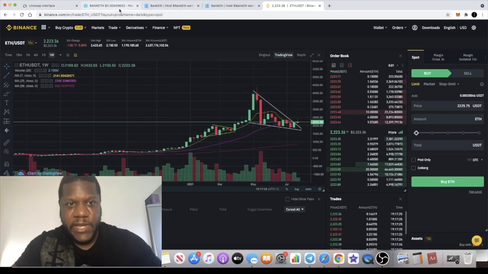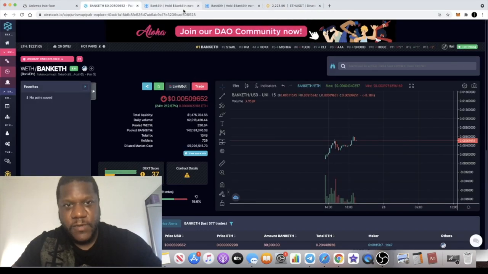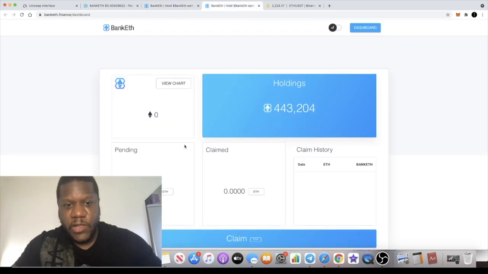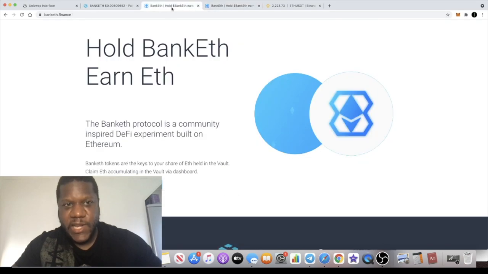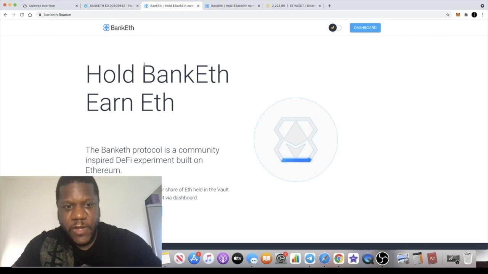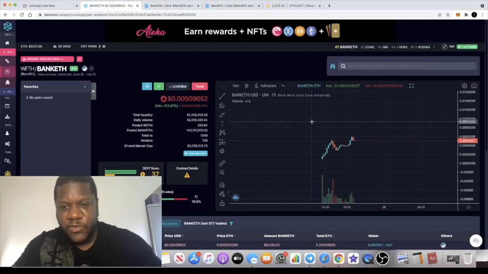Getting into something like BankEth and earning those Ethereum rewards, the rewards that you earn are going to be worth a lot more by the time you cash out. So I think that's bullish. Hold BankEth and earn Ethereum. This is what DeFi is all about. It's about being innovative and about creating opportunities.